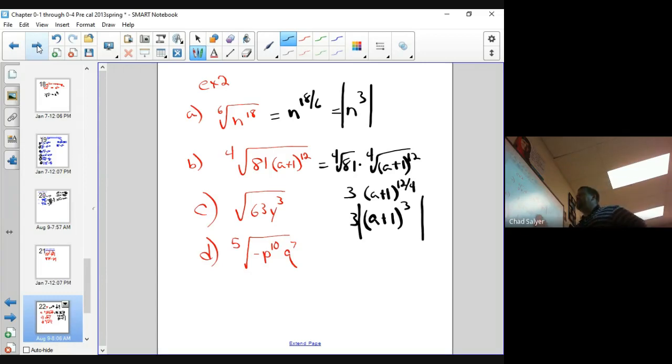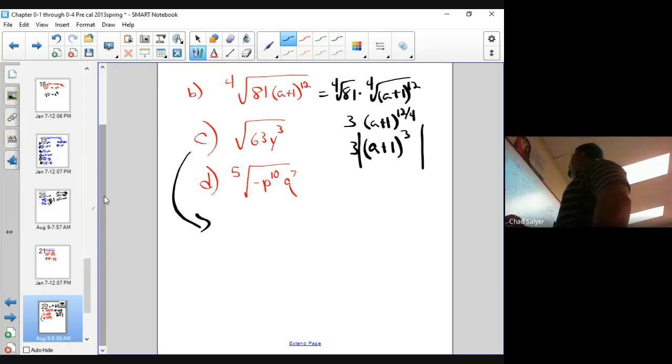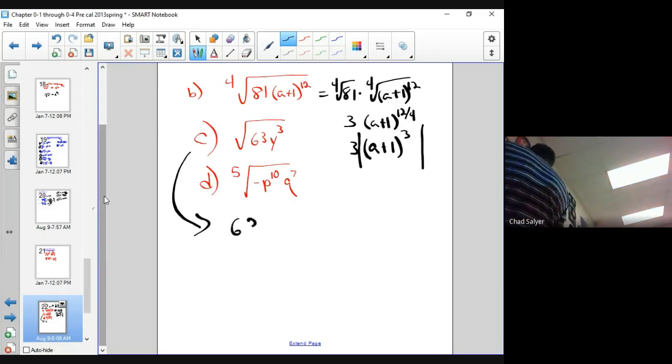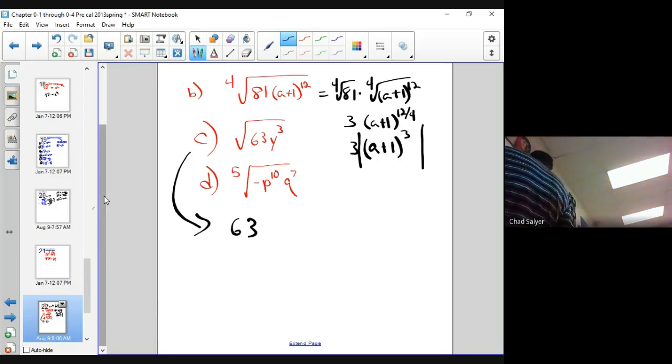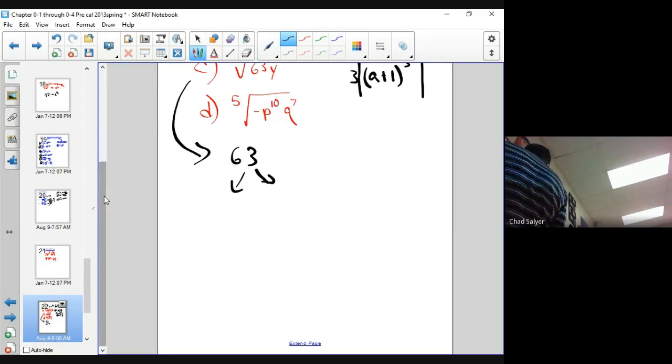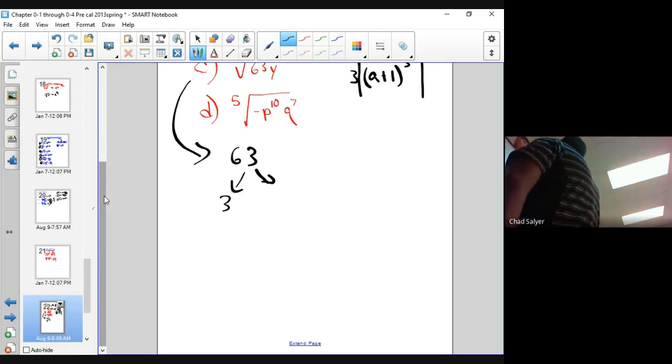Now, C will not reduce in a traditional sense because 63 is not a perfect square and y cubed is not a perfect square. So I need to factor out any perfect squares. So let's bring this problem down here and let's talk about 63. I need to figure out what the factorization of 63 is just to ensure that it does not have a perfect square factor. So that's going to be any two numbers that multiply together to make 63 will give us a good start. So let's see, 21 and 3.